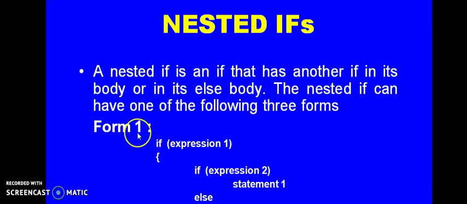The nested if can have 3 forms, and one of the forms is displayed here. If expression 1 is true, then the control transfers to the inner if, and if this condition is true, then statement 1 will get executed, and if expression 2 is false, then the control transfers to this nested else part and statement 2 will get executed. Otherwise, if expression 1 is false, then the control automatically transfers to the else part.